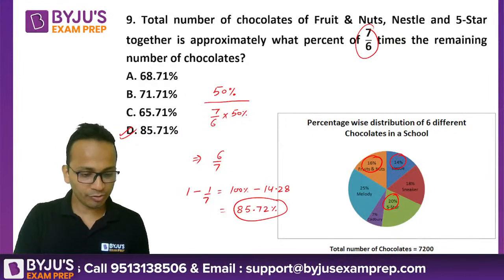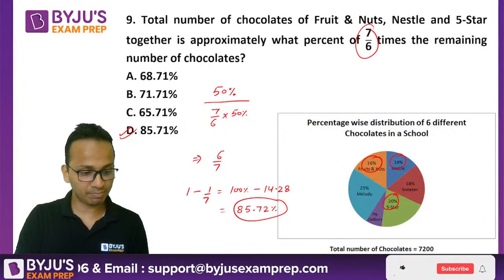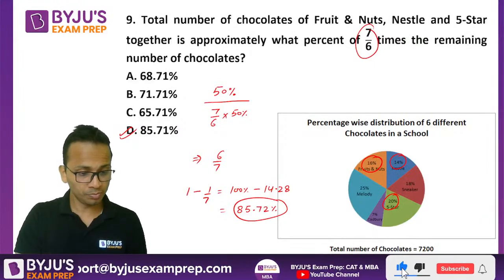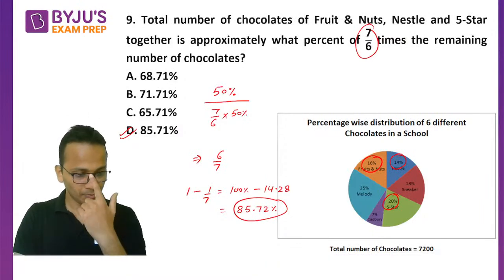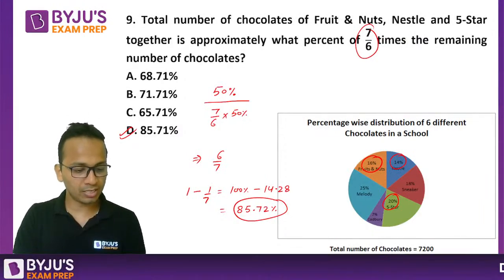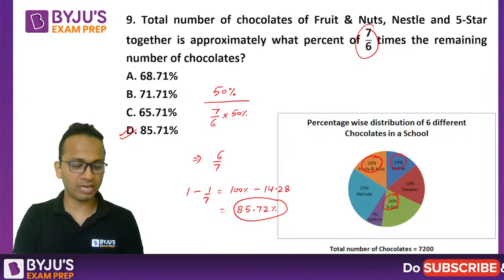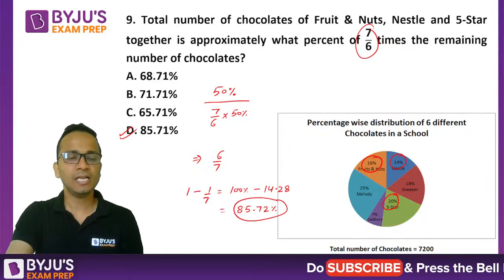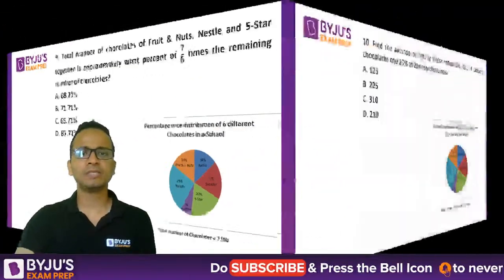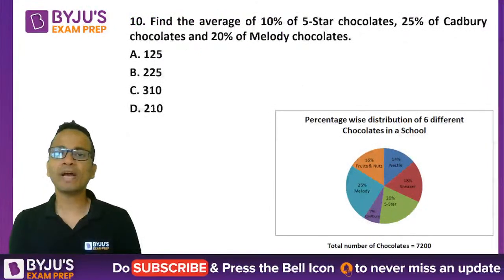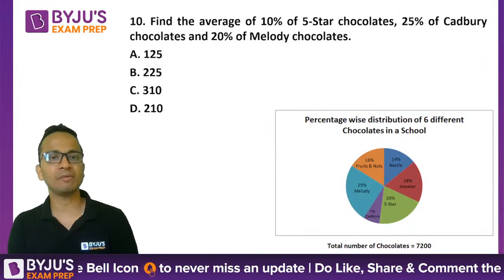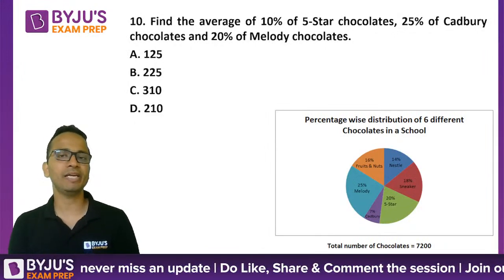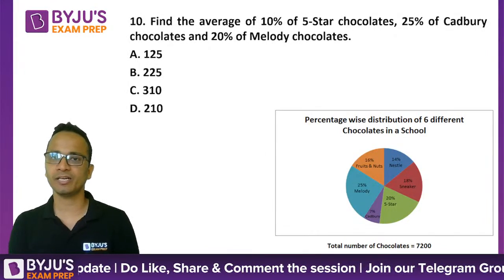Let's see how many of you have given the correct answer. Nice, plenty of you. Shubh, Sanskar, Pragya, Sabyasachi, Vicky, Dharmi, Om, Priya, Anant, Chinmay, and lots of you have given the correct answer. Nice, nice. Last question for the day. Question number 10. Find the average of 10% of 5-star chocolates, 25% of Cadbury, and 20% of Melody. इनका average calculate करना है.